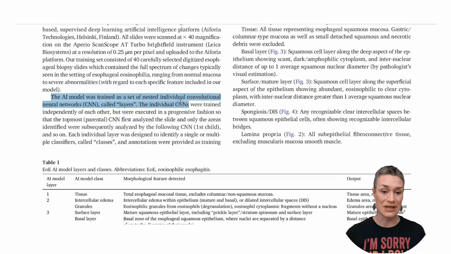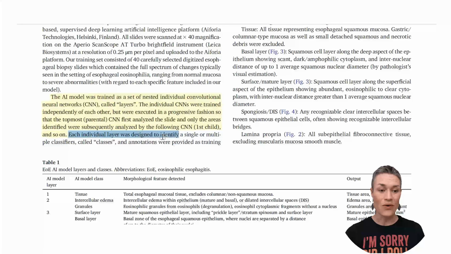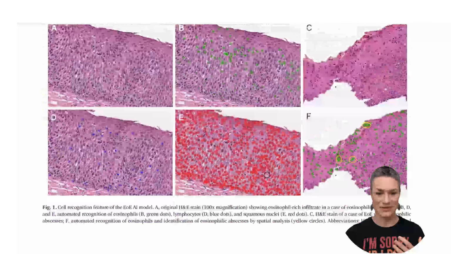The individual CNNs were trained independently of each other, but were executed in a progressive fashion so that the topmost parental CNN first analyzed the slide, and only the areas identified were subsequently analyzed by the following CNNs, first child, and so on. Each class was designed to identify single or multiple classifiers called classes, and annotations were provided as training. So how it works in Aiforia, and we're going to see it on the images later. They have beautiful images here, and we're going to go through all of them.